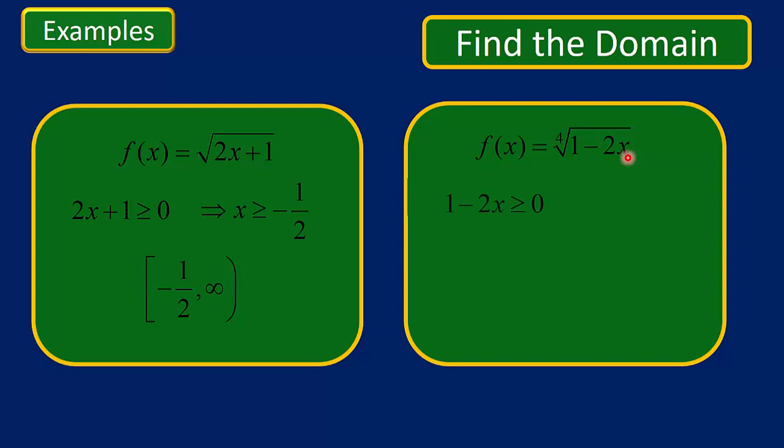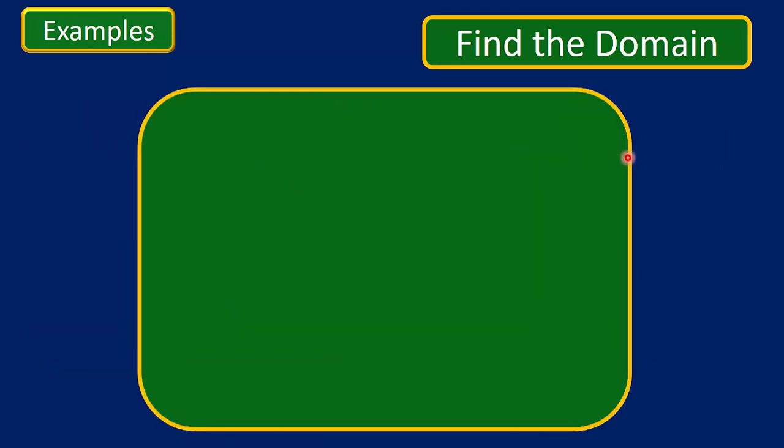So notice we take 1 minus 2x greater than or equal to 0. If I move the -1 to the other side and then divide by -2, remember, you have to flip the inequality symbol, right? When you divide or multiply by a negative in an inequality, you flip the direction of the inequality. So here's the domain on that one. Okay? So we've looked at an example of case 1 and an example of case 2.